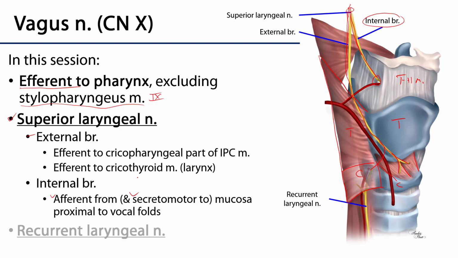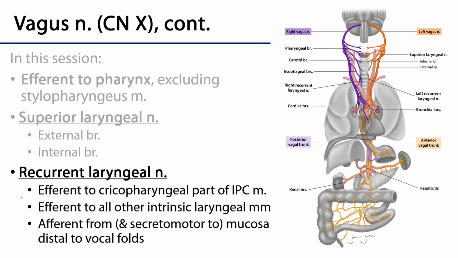So that's doing quite a bit for us. One of the ways that I use to differentiate the internal from the external branch is that I remember that I am sensitive on the inside and muscular on the outside. Now, let's talk about another important branch here of the vagus, the recurrent laryngeal nerve. So the recurrent laryngeal nerve is another vagus branch.